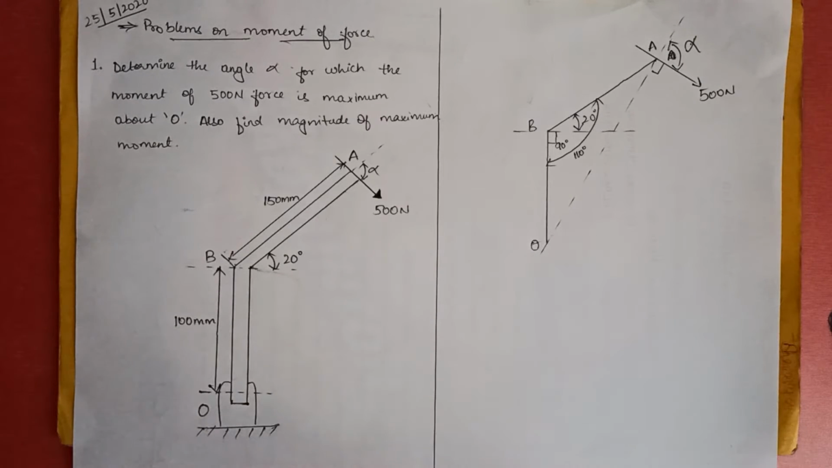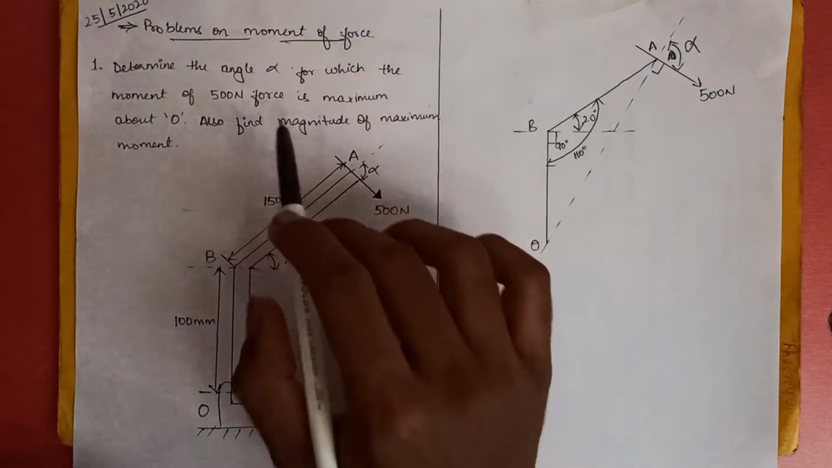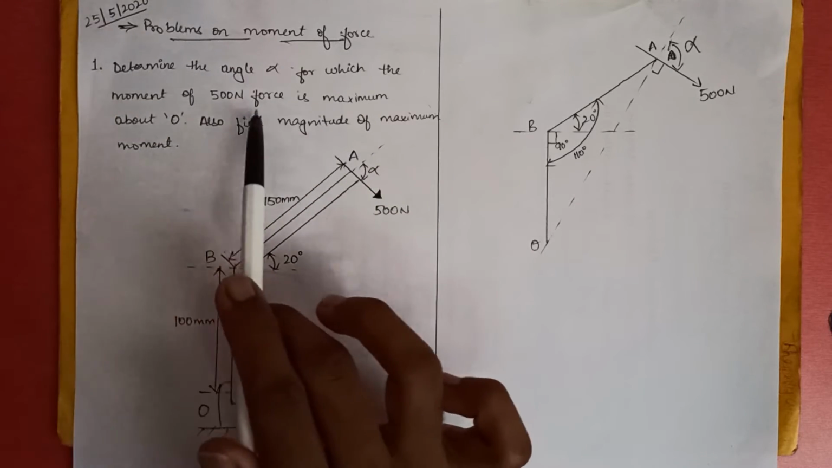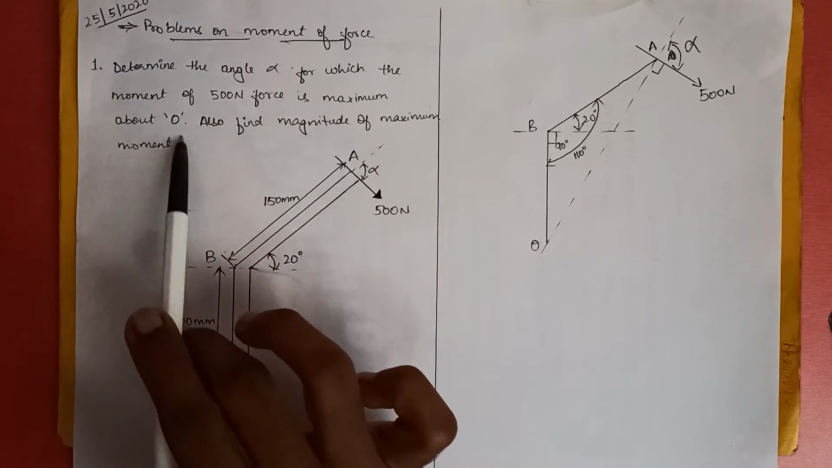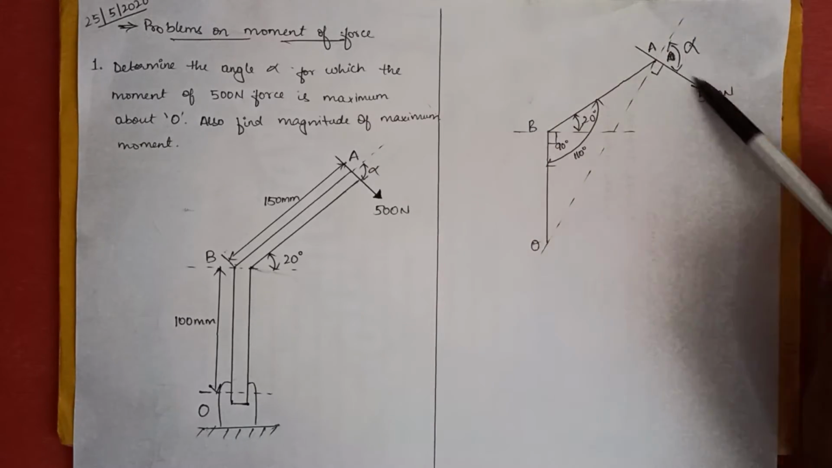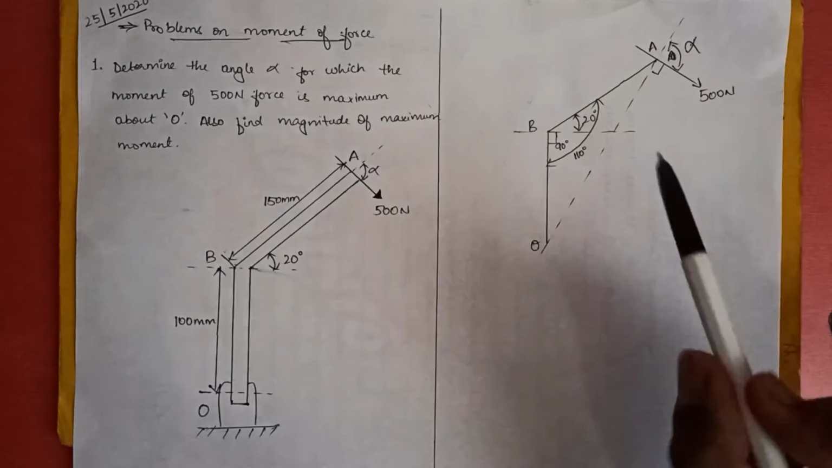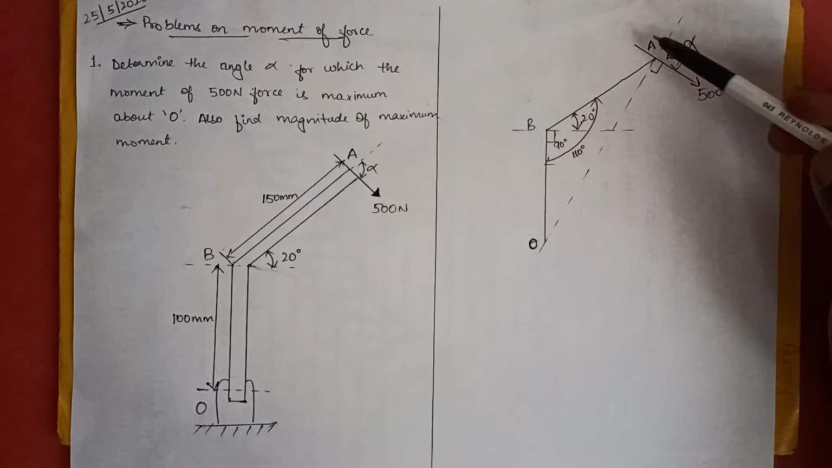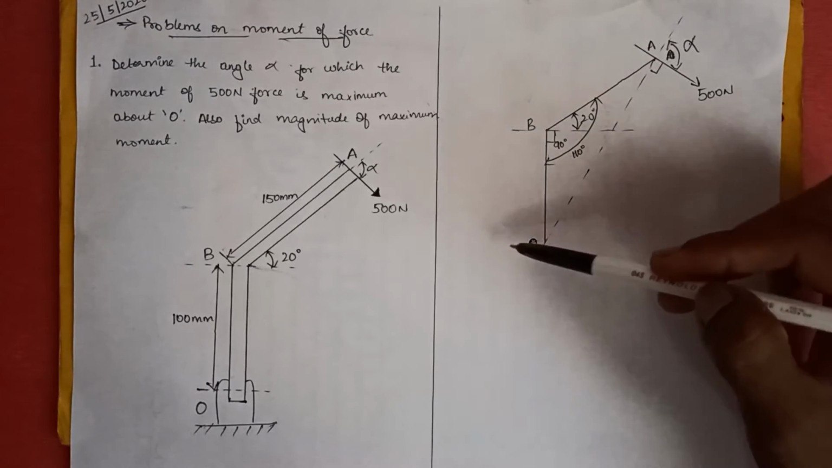Now if you had seen the previous video, you would know that the moment of a force is only obtained when the line of action of that force is perpendicular to the required point. In the question they have mentioned the 500 Newton force is maximum about point O. For the 500 Newton force to be maximum about point O, the line of action of this force should be perpendicular to OA, right? Now let's make an imaginary line connecting the points O and A.